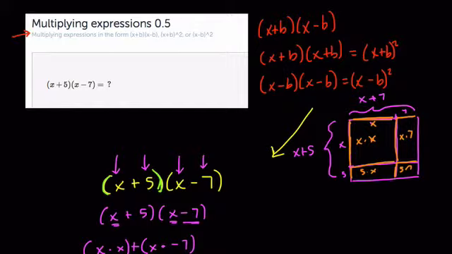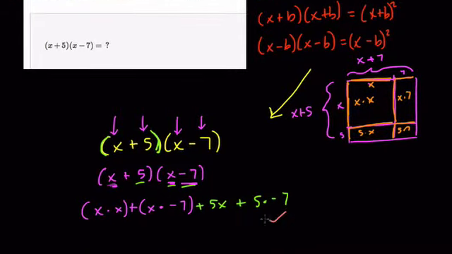Alright, so with that in mind, what's next? Well, we multiplied x by both terms here. Now let's multiply 5 by both terms to get all four rectangles, or all four combinations, depending on how you're looking at it. So we're going to add 5 times x, and then we're going to add 5 times negative 7. Here, 5 times negative 7 is negative 35. Here, x times negative 7 is negative 7x. We have a plus 5x. And then x times x is x squared.